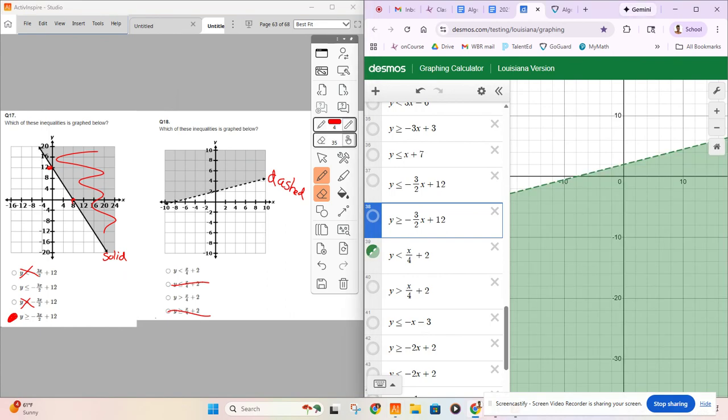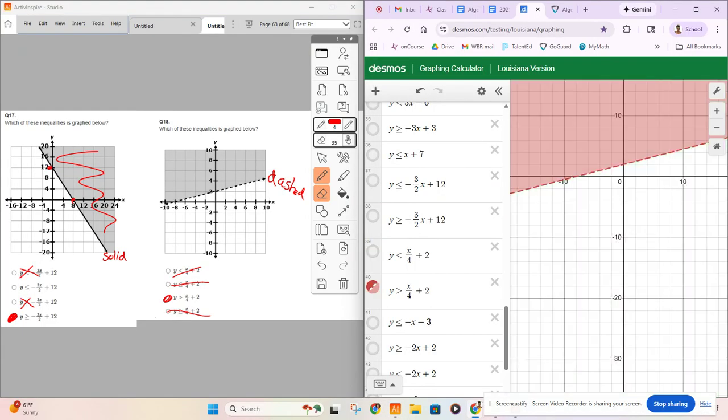X over 4 plus 2 is not shaded the same. This one goes below the line. The one on the practice test goes above the line. So I know that this is not it. This is going to be it. When I turn that on and test it, it does match the graph that's on the practice test. I really hope y'all are thinking that this is easy.